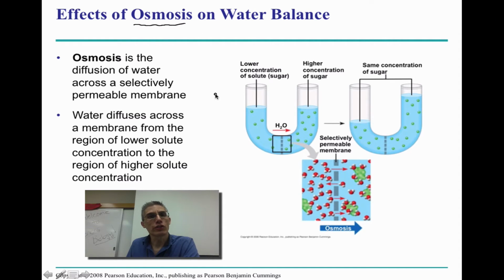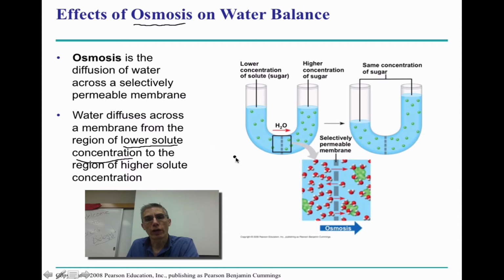Now osmosis is the diffusion of water across a selectively permeable membrane. Remember, selective basically means the membrane can determine what goes across and what doesn't. Water is going to diffuse across a membrane from a region of lower solute concentration to the region of higher solute concentration. So one thing to note here, we're talking about the movement of water in this case, not the movement of the solute or the other molecules you might find within that water.